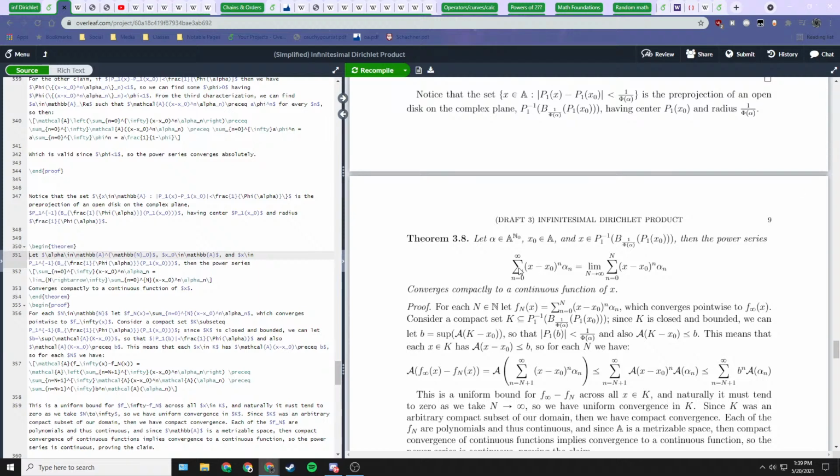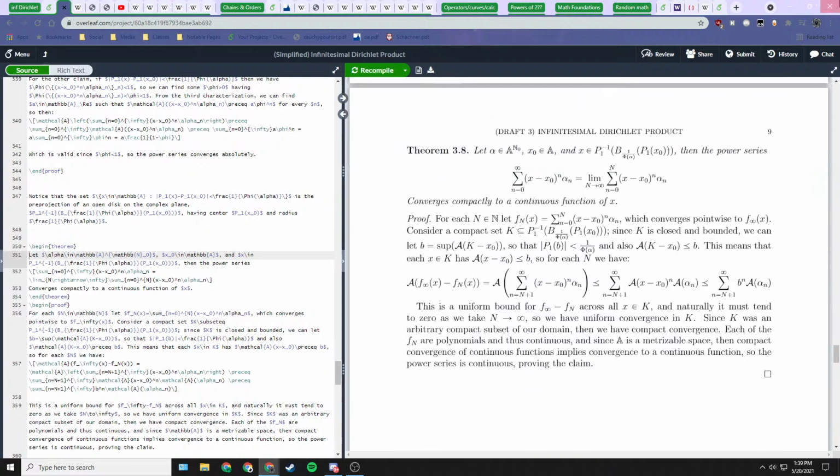the power series, so the standard power series in terms of x, center point x0, coefficients alpha, which we also recognize is just the limit of these partial initial sums, converges compactly to a continuous function of x. Compact convergence means uniform convergence in each compact set. And remember, we can define uniform convergence in terms of our script A function. We also went through this proof last time.